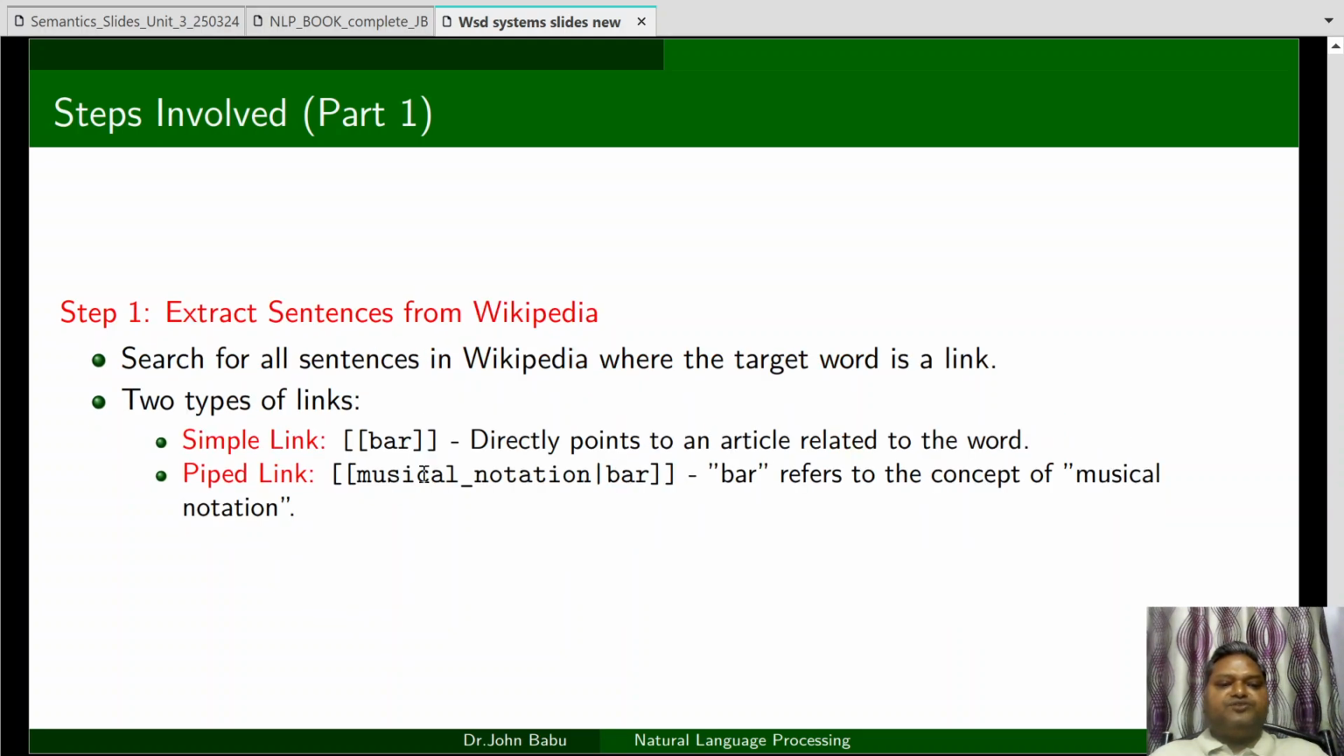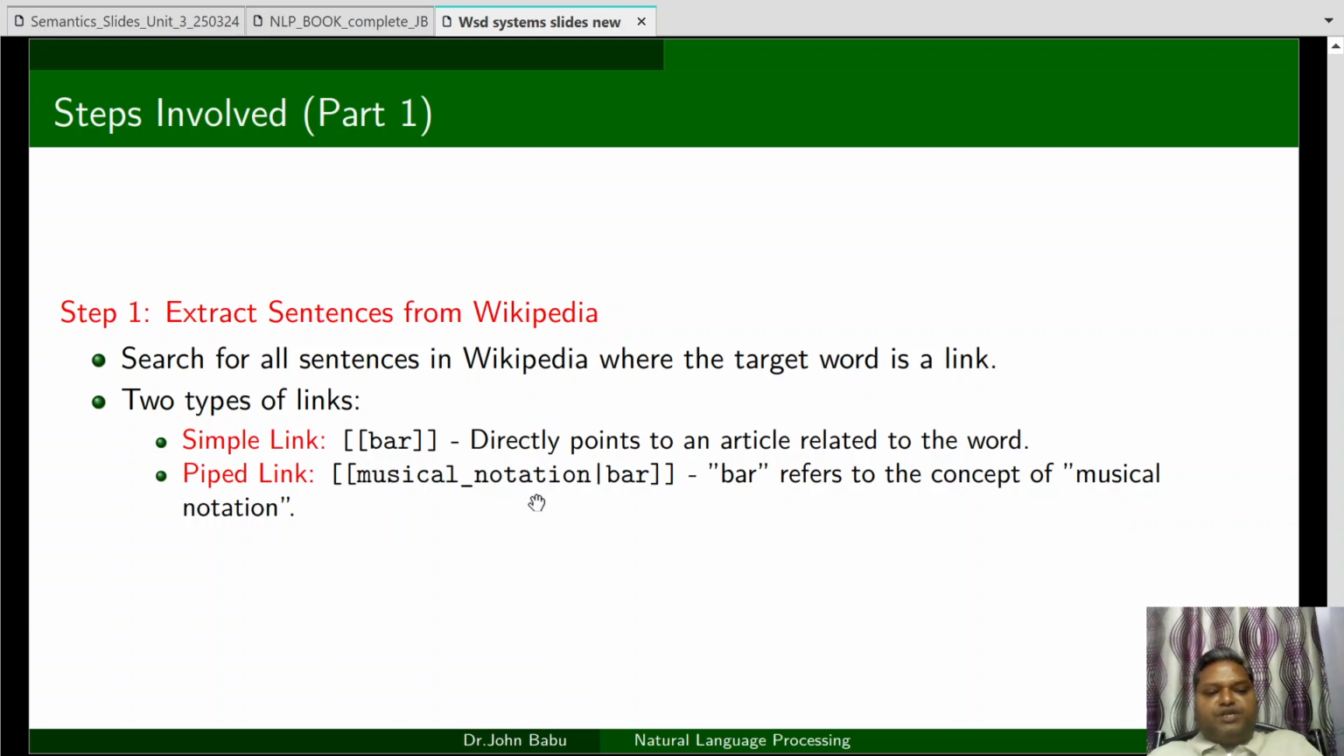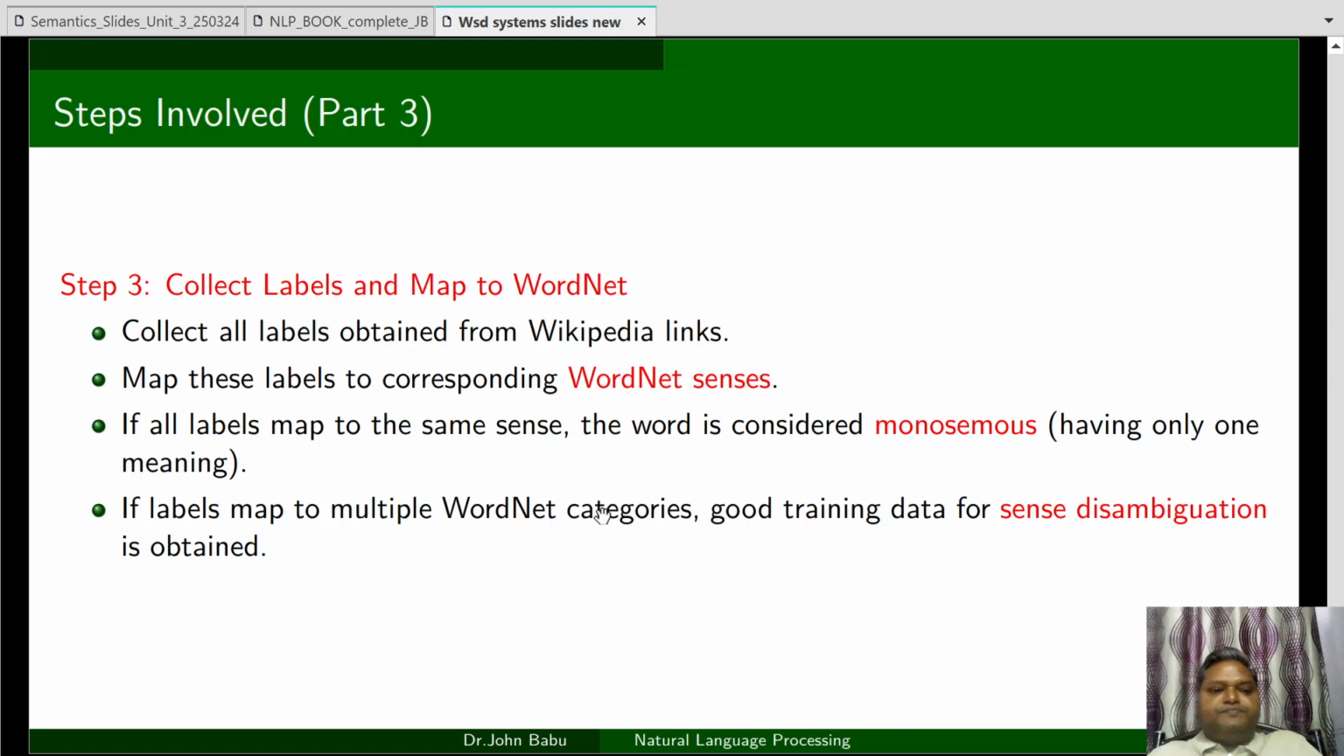So identify these links. Then filter disambiguation pages. Remove the links pointing to disambiguation pages. If a word does not point to a disambiguation page, it is considered a valid label. There is no ambiguity. Whenever there are piped links, the string before it, that means musical notation or legal profession, serves as a label. So collect all the labels from the Wikipedia links and map these labels to the corresponding WordNet senses.